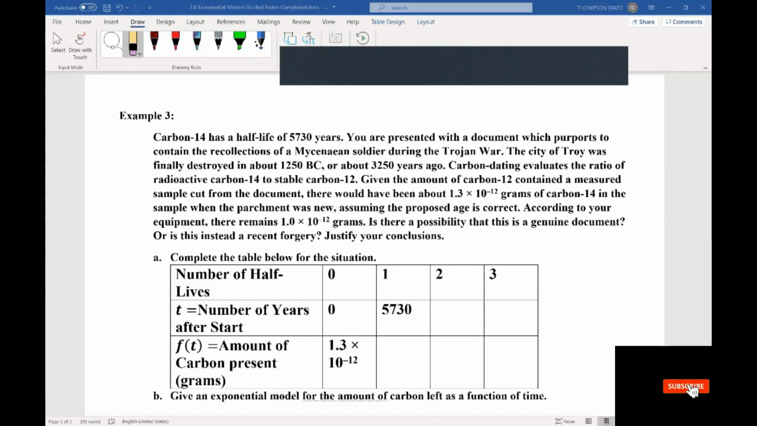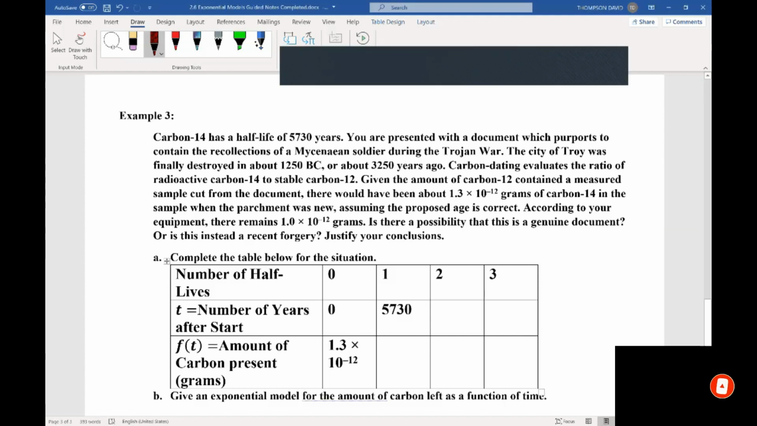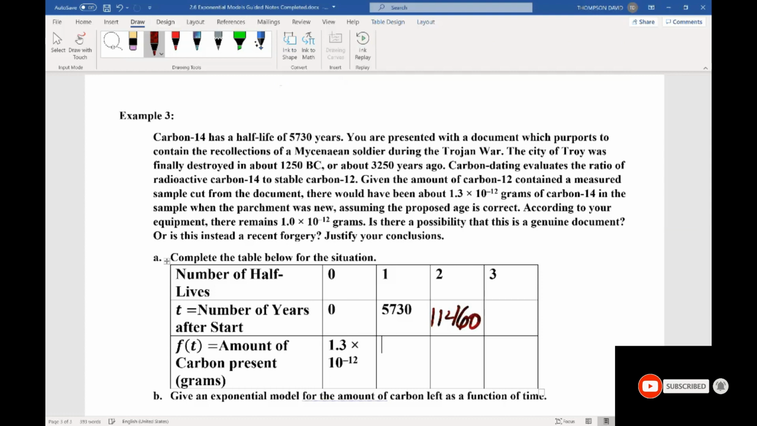So first thing we want to do is finish filling out the table. At 0 years, we have 1.3 times 10 to the negative 12. Then the first half-life will be 5,730. Let's fill that in first. The next one will be adding 5,730 to itself, and that would give me 11,460. The second half-life will be adding 5,730 to 11,460, and that will give me 17,190. Now, to get the bottom line, we need to take half of each of these initial values.